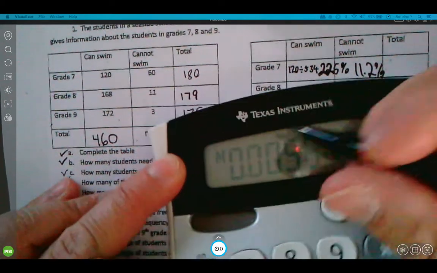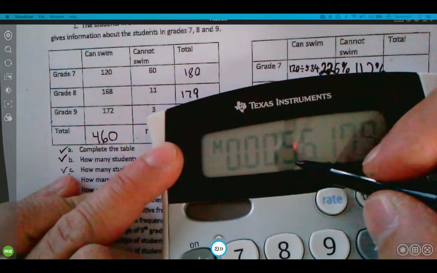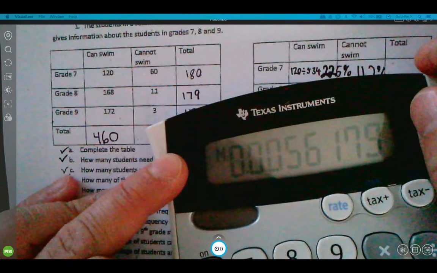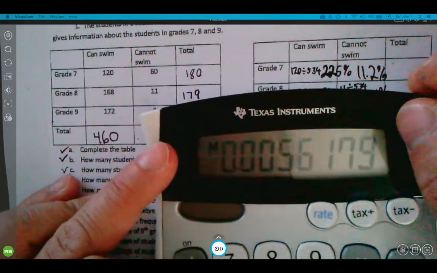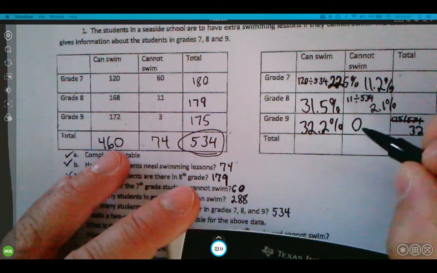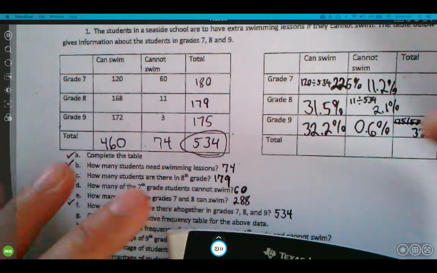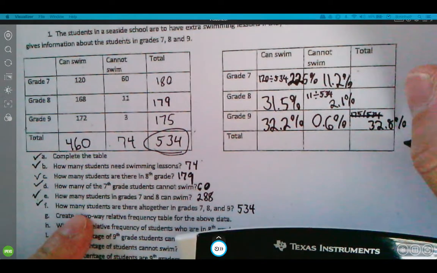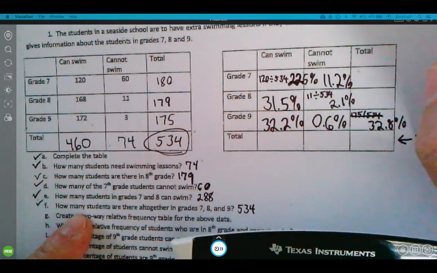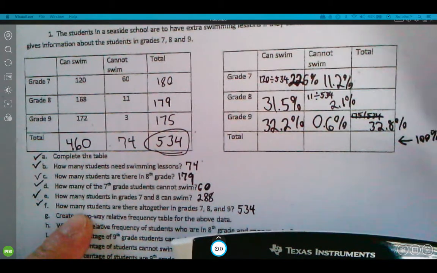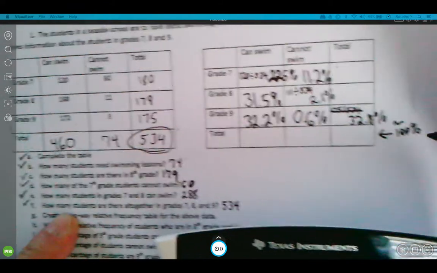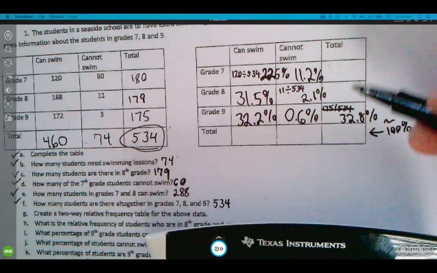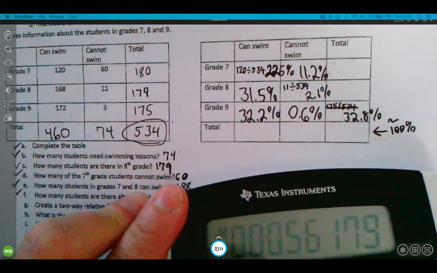I moved that over 2 and rounded that up to 6. That's literally 0.6%, so 0.6. So hopefully I did this right. Now I can just total this all up. Now remember this number right here is usually 100%, but it's approximately. Remember that symbol means approximately or similar to 100. So it's almost going to be 100. Let's see what happens here.